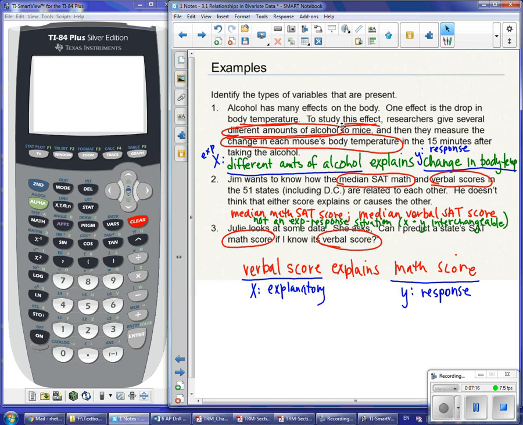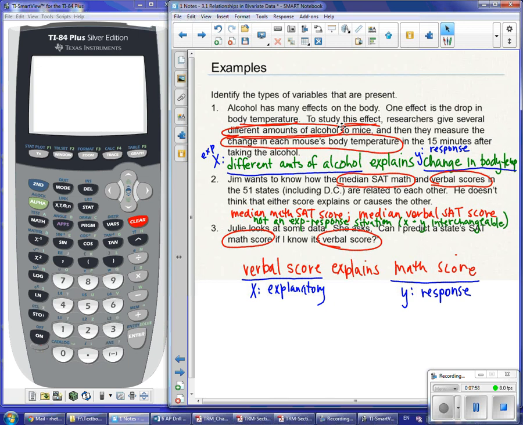Number 2 is a little bit different. 2 and 3 actually give you an example of how, depending on how we frame the situation or what lens we're looking through, we may be talking about the same variables, but in a different way. So in number 2, it says, Jim wants to know how the median SAT math and verbal scores in the 51 states, including DC, are related to each other. He doesn't really think that either score explains or causes the other. He's just looking for an association there. So our 2 variables would be the median SAT math and the median SAT verbal scores. However, because we're not expecting an explanatory-response situation in this case, it wouldn't matter which is X and which is Y. We wouldn't really label one as the explanatory variable and one as the response.